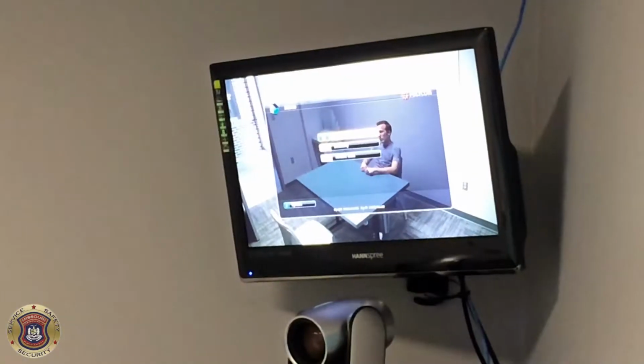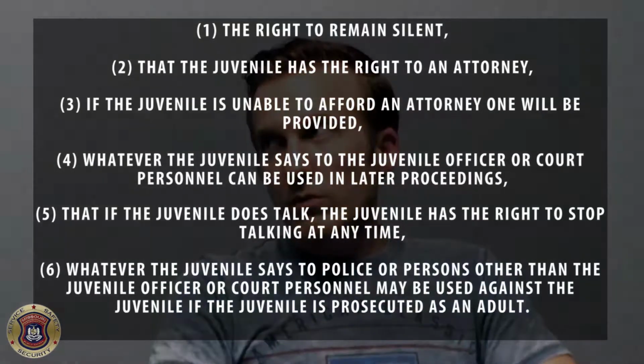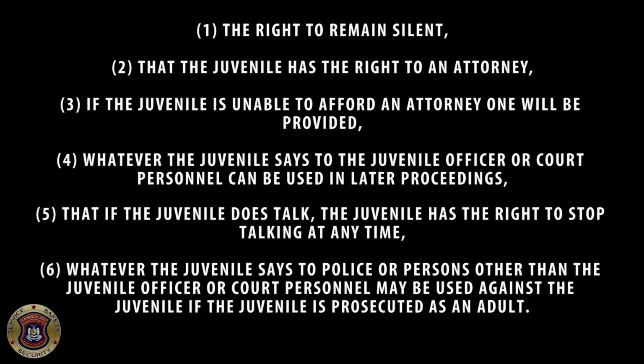You may not interrogate the juvenile prior to having the juvenile officer, the juvenile's parent or guardian, and/or the juvenile's attorney present for questioning. Should you request an interview with the juvenile, you must wait until all parties are present and the juvenile has been read his or her Miranda rights from the juvenile officer or the juvenile officer's designee.